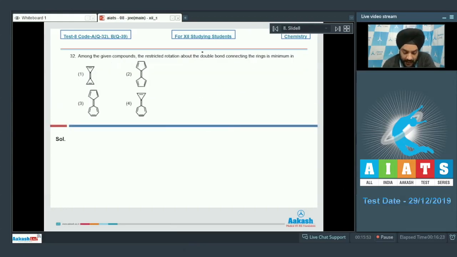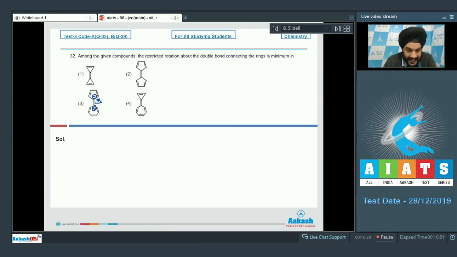Question number 32. Among the given compounds, the restricted rotation about the double bond connecting the rings is minimum in? So if we talk about the options which are given to us, students, we can clearly see that if you look at option 3, the double bond can be polarized in such a fashion that the 5-membered ring gets a negative charge, whereas the 7-membered ring gets a positive charge. And in this case, both the rings are going to become aromatic.